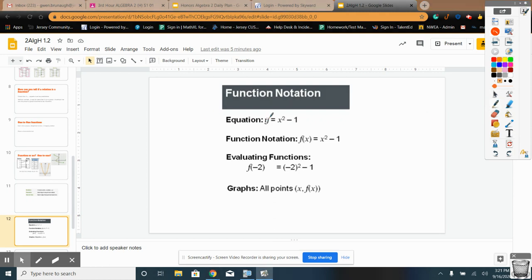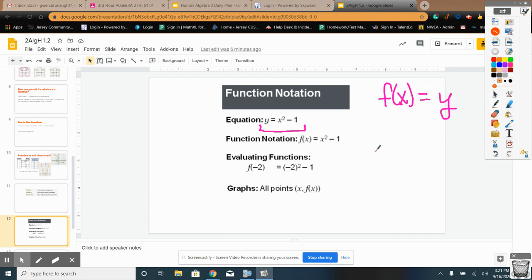Next, we're going to talk about function notation. This is how a lot of us write equations. And when I was first taught functions, I was taught f of x is just the same thing as y. And that's kind of true. But you can use function notation for lots of other things instead of just graphing if you needed to.